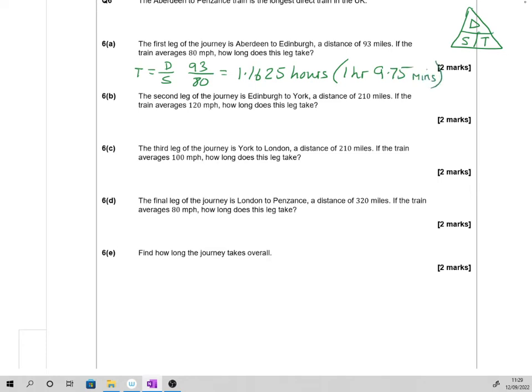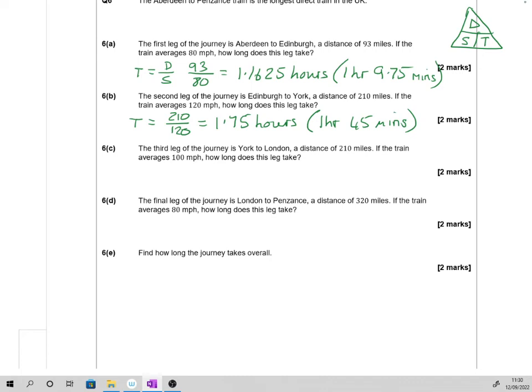Okay, the second leg of the journey is Edinburgh to York, 210, train average is 120. How long does this leg take? So we need the time, which is the distance, 210 divided by 120, which is 1.75 hours. And of course 60 times 0.75 is 45. So this could be 1 hour and 45 minutes.